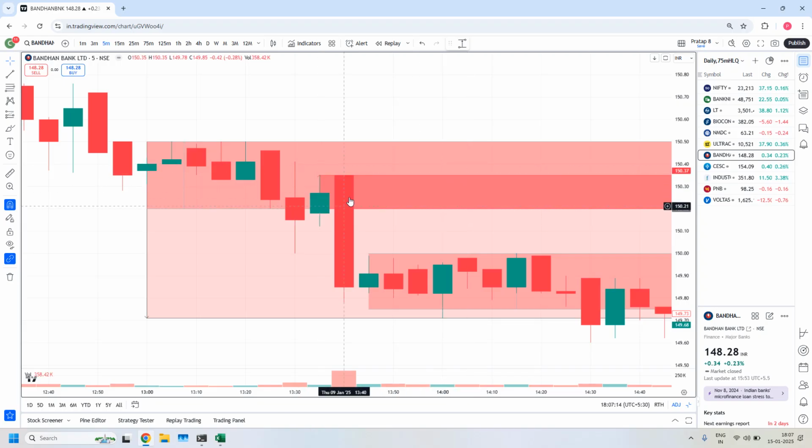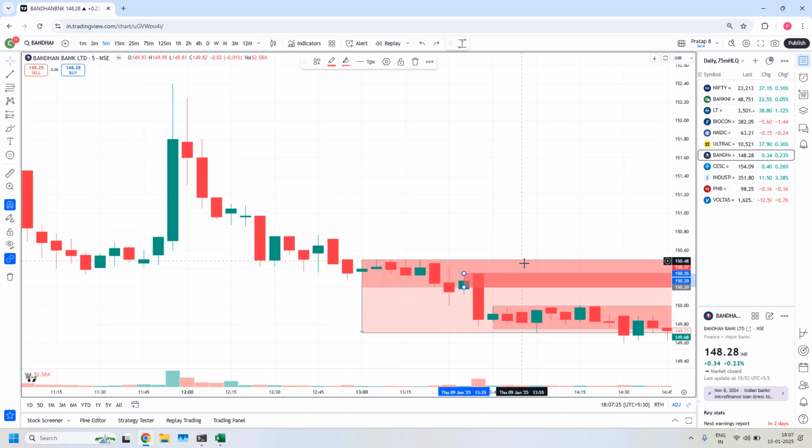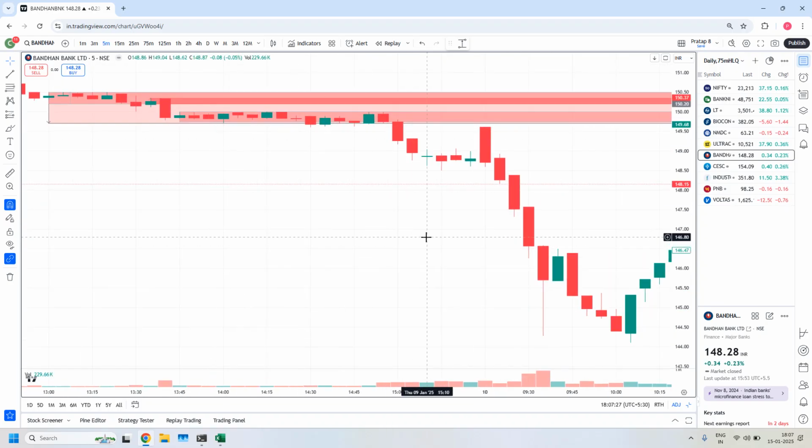So I exactly adjusted this. Instead of keeping like this, to the proximal line of this 15-minute zone, I adjusted the 5-minute zone. So that risk will be managed in a better way.